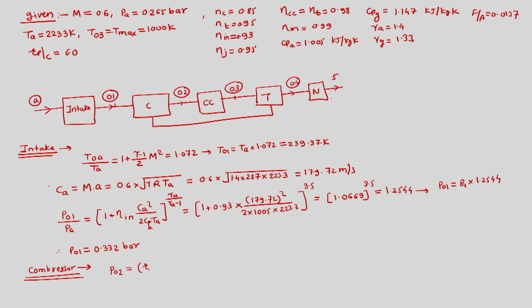P02 is Rp for compressor into P01. So it is 6 into 0.332, so it is 1.9946 bar. So this is the total pressure at the outlet of the compressor. Knowing this, we can find out temperature at the outlet of the compressor.